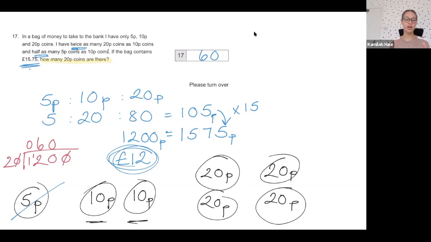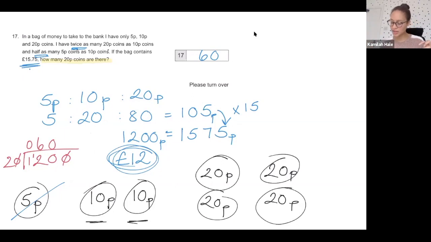So if you did have time to check your answers at the end of the paper, then I would recommend figuring out how much you have in 5p and 10p coins, and then making sure that adds up to £15.75. And then you can be reasonably sure that you've done things correctly.